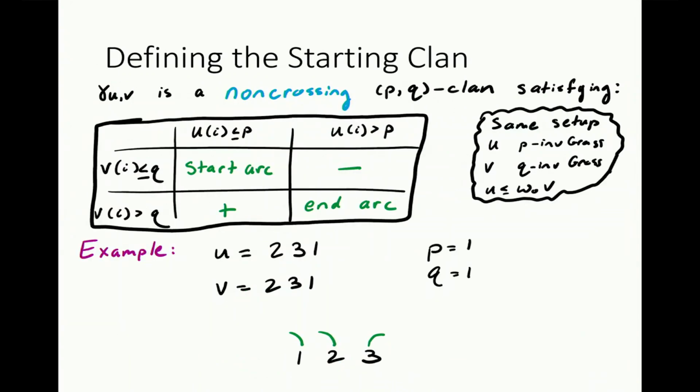Okay, so we define the starting clan in the exact same way as before, but now we're looking over all integers, in Z. So we have this non-crossing PQ clan. The P and the Q is still going to tell us about number of pluses minus number of minuses. We're going to form these starting arcs, ending arcs, minus pluses in the same way.